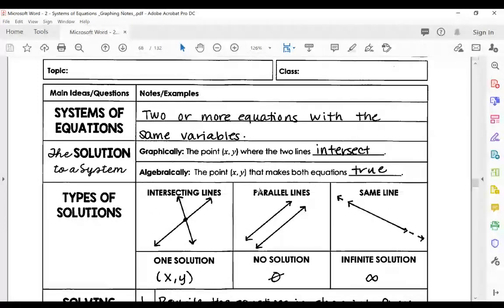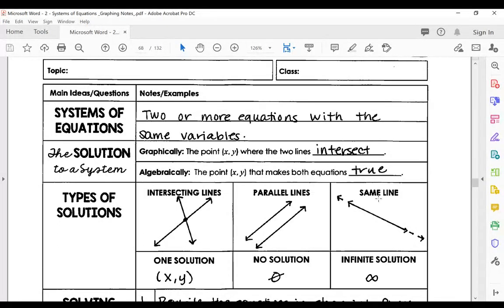Another situation that sometimes occurs is your two lines are parallel, in which case there are no common points, and we say there is no solution to the system because there is no point that lies on both lines.